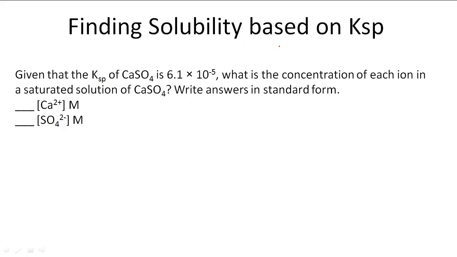Finding solubility based on KSP. In this problem, it says given that the KSP of CaSO4 is 6.1 times 10 to the negative fifth, what is the concentration of each ion in a saturated solution of CaSO4? Write the answers in standard form.